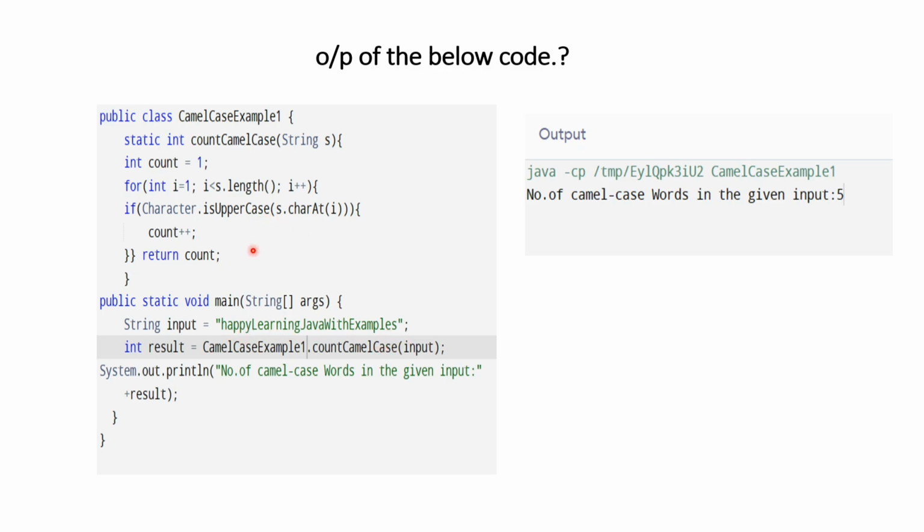So if you give the count equal to 0 and start the loop from 0, then it will count from the second word, from L. Or if you want to get it from the beginning itself, then we have to make the count start from 1.